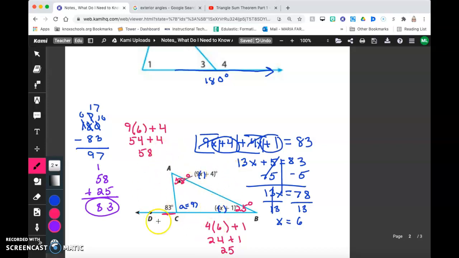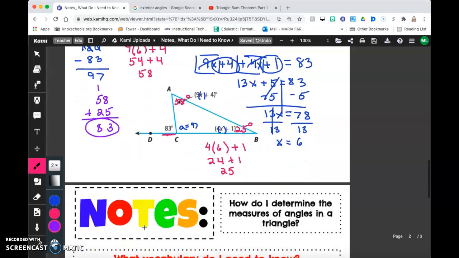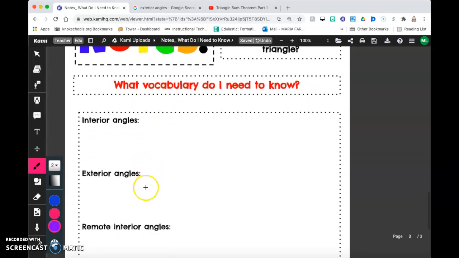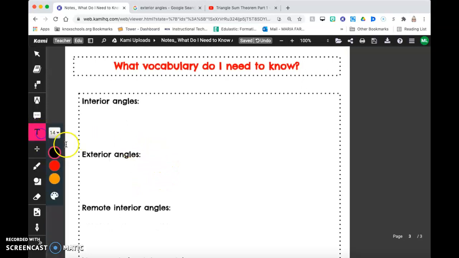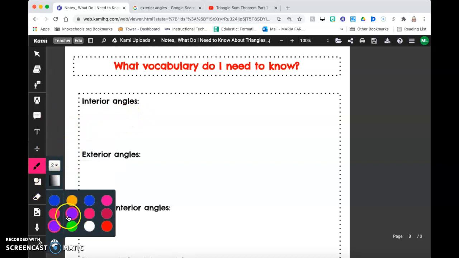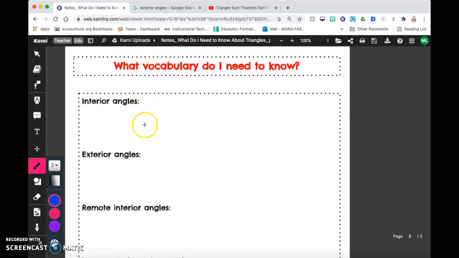All right, so that was the exterior angle theorem. And let's take a little bit more look at the vocabulary here, just so we know what we're talking about. Interior angles are the inside angles of a shape, and here we're talking about the inside angles of our triangle. Those are always going to be interior angles.